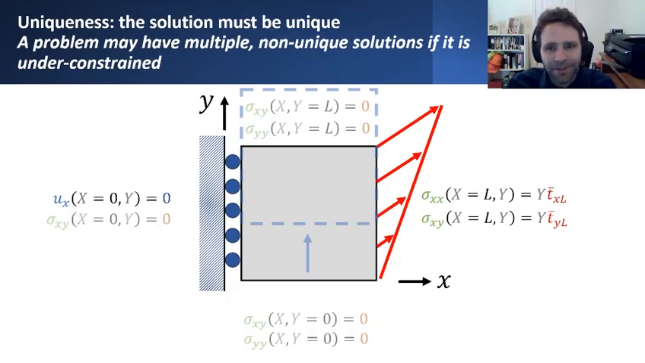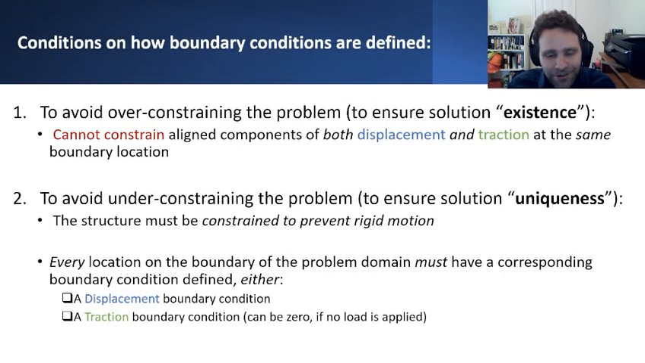So you have to make sure that you're at least constraining it against rigid motion in order to have a unique solution. Okay, so in general, all of these different things that I've mentioned impose a few additional restrictions on how we go about defining boundary conditions in order to ensure that we have a well-posed boundary value problem. The first one: in order to ensure solution existence, we have to make sure we're not over-constraining the problem. So make sure you don't define conflicting constraints, like trying to prescribe a displacement and a traction at the same location along the boundary. Don't do that.